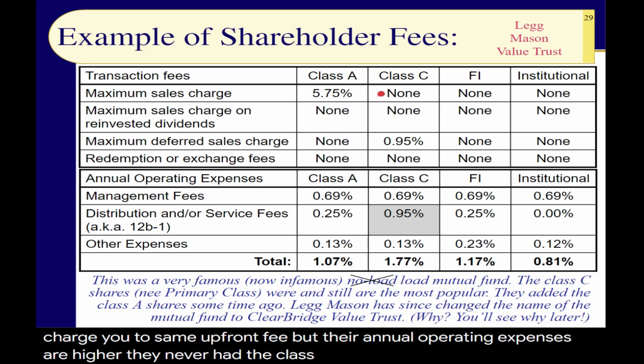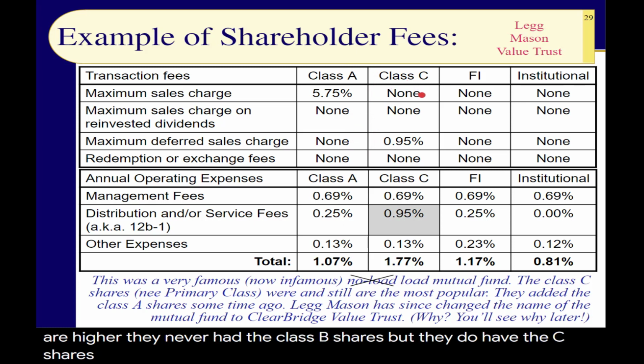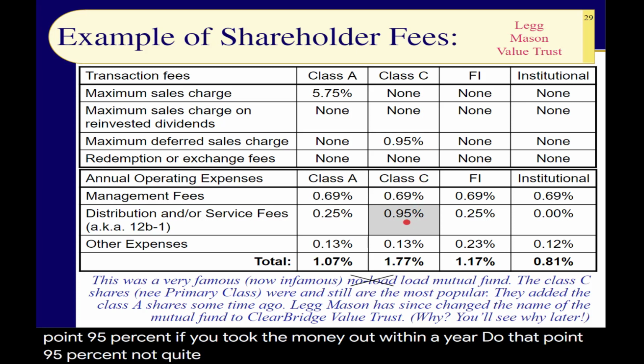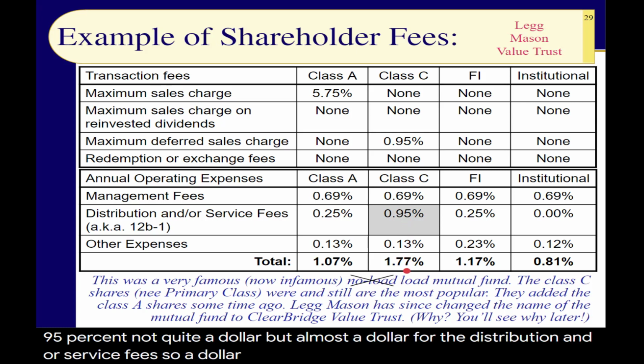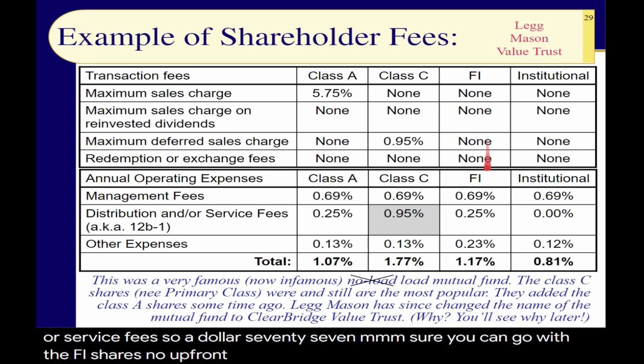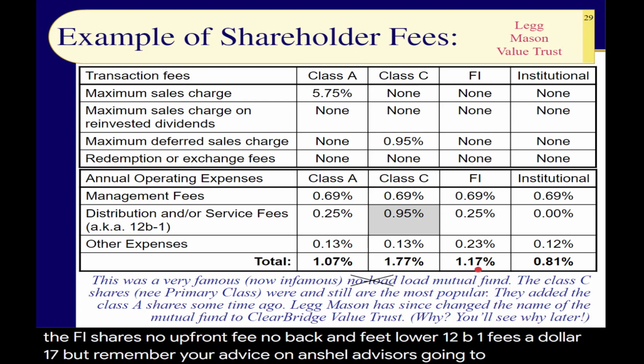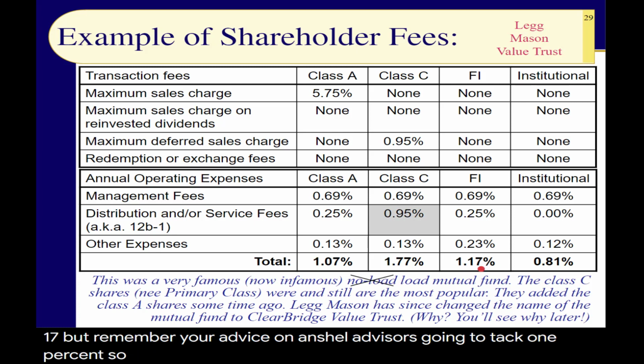So they charge you the same upfront fee, but their annual operating expenses are higher. They never had the Class B shares. But they do have the C shares, and that's actually their oldest one. They charge you 0.95% if you took the money out within a year, but you're not going to do that. And then they charge you that 0.95%, not quite $1, but almost $1, for the distribution and or service fees. So $1.77. Sure, you can go with the FI shares, no upfront fee, no back-end fee, lower 12B1 fees, $1.17. But remember, your financial advisor is going to tack on 1%, so $2.17, instead of $1.17.